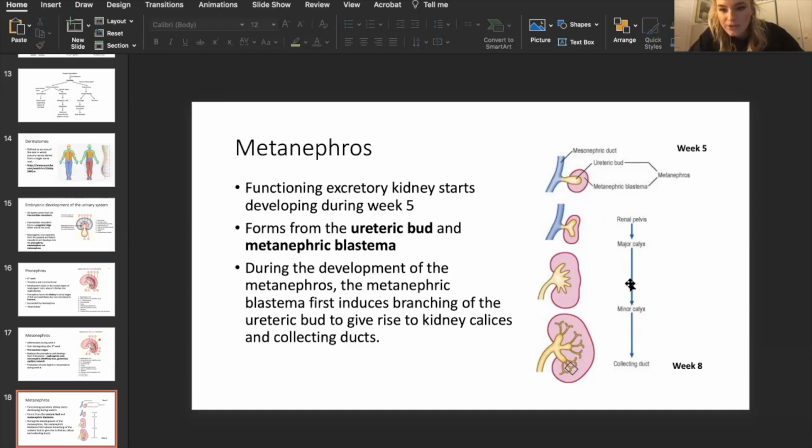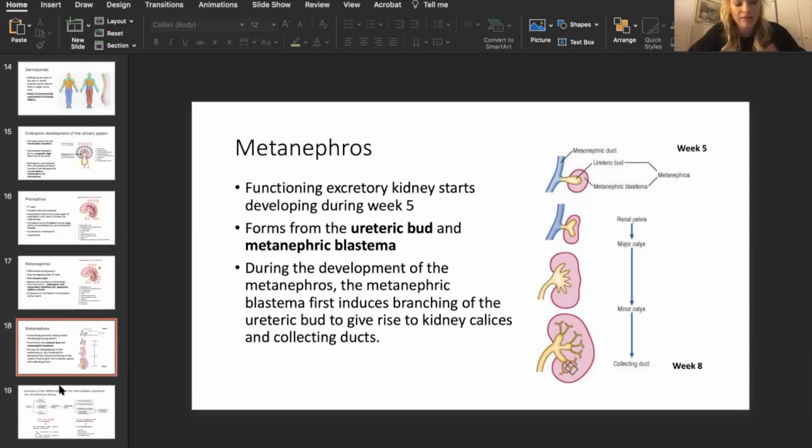Further development up till week 8, you can see it's growing, expanding, differentiating. The metanephric blastema becomes the body of the kidney, and we've got development of its components, so the renal pelvis, the major and minor calyces, and the collecting duct, and this persists as an adult.